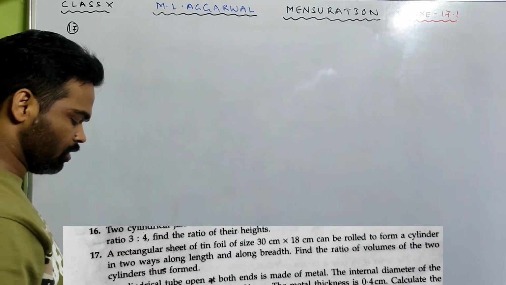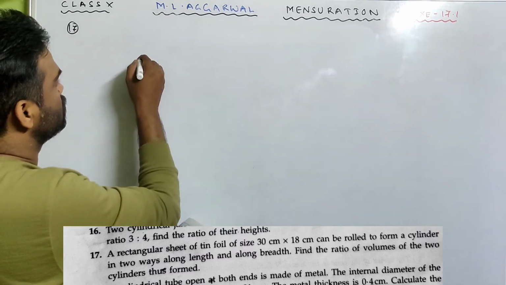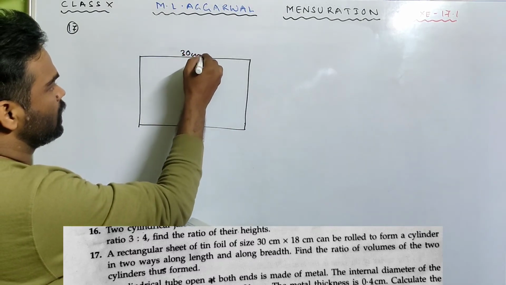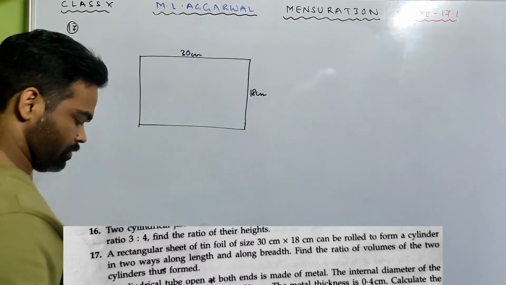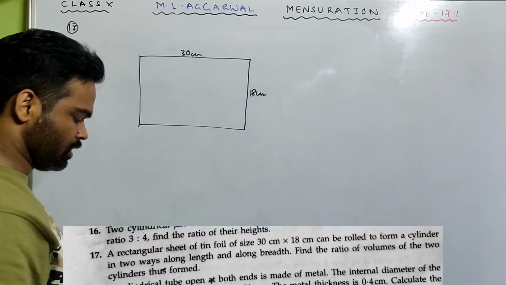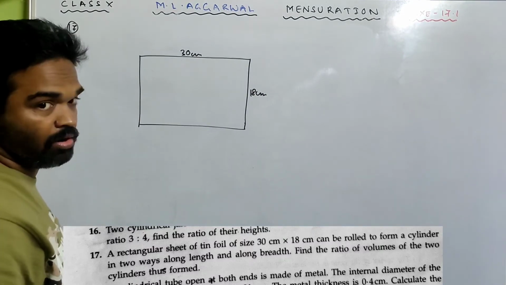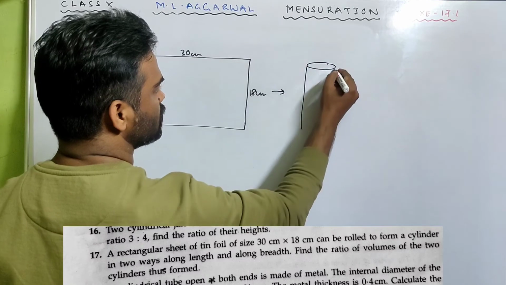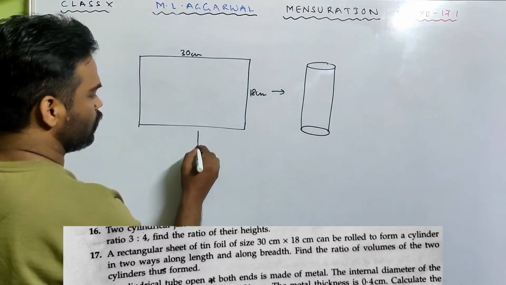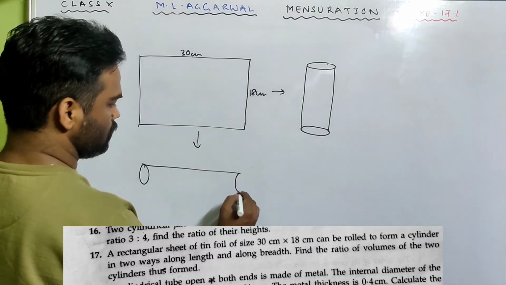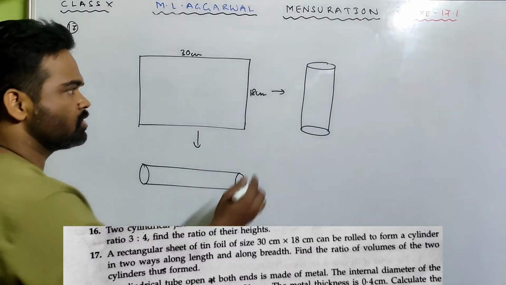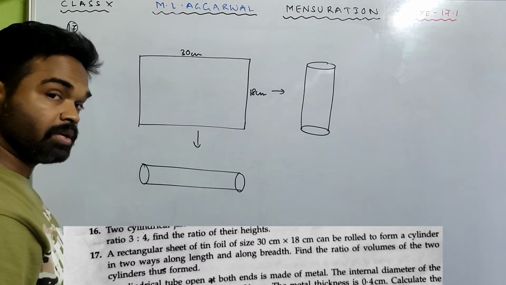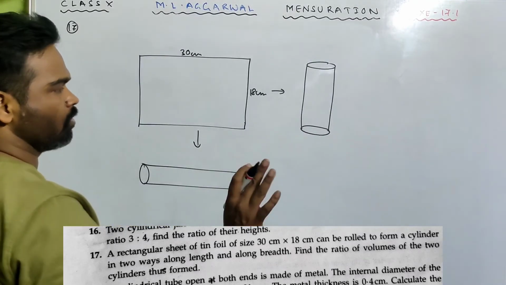A rectangular sheet of tin foil of size 30 centimeter multiplied by 18 centimeter can be rolled to form a cylinder in two ways, along length and along breadth. So if you roll it along length, it becomes like this. If you roll it along breadth, it becomes like this. It becomes cylinder. Yes or no? What they are asking? Find the ratio of the volumes of the two cylinders thus formed. V1 by V2.